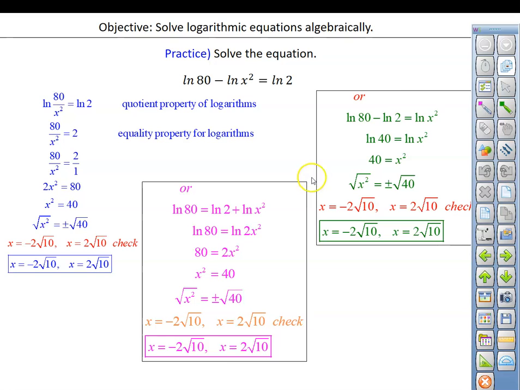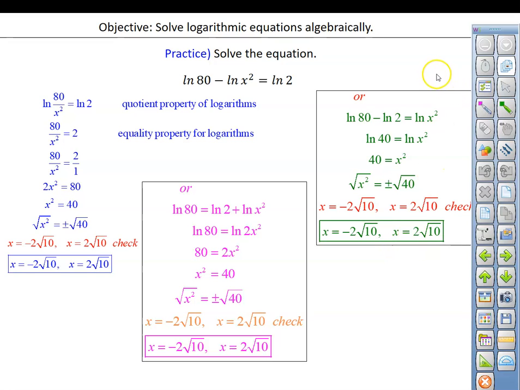All right, so for this practice problem, as you can see here, it's done in three different ways. This one uses the original equation and the quotient property with the subtraction. This one actually adds the natural logarithm of x squared to both sides and then uses the product property of logarithms to rewrite this as the natural logarithm of 2x squared, then the equality property, and from there. This one right here adds the natural logarithm of x squared to both sides and subtracts the natural logarithm of 2 from both sides, and then uses the quotient property, the equality property, and algebra.